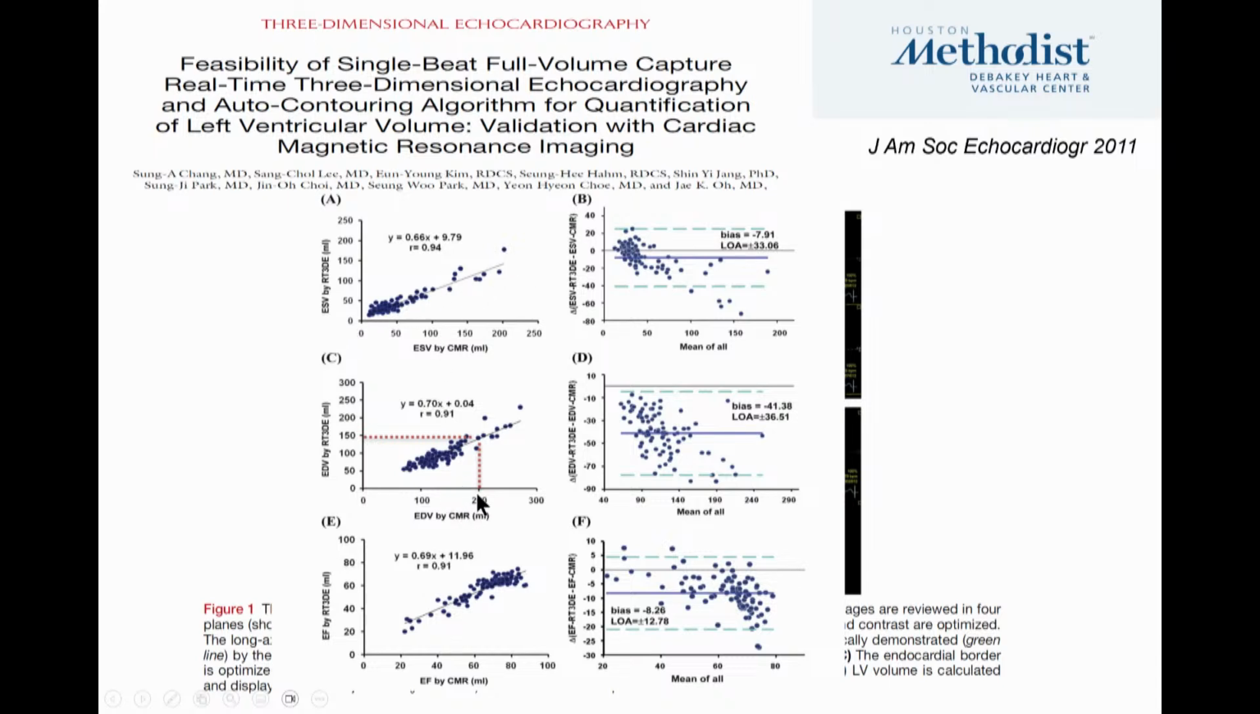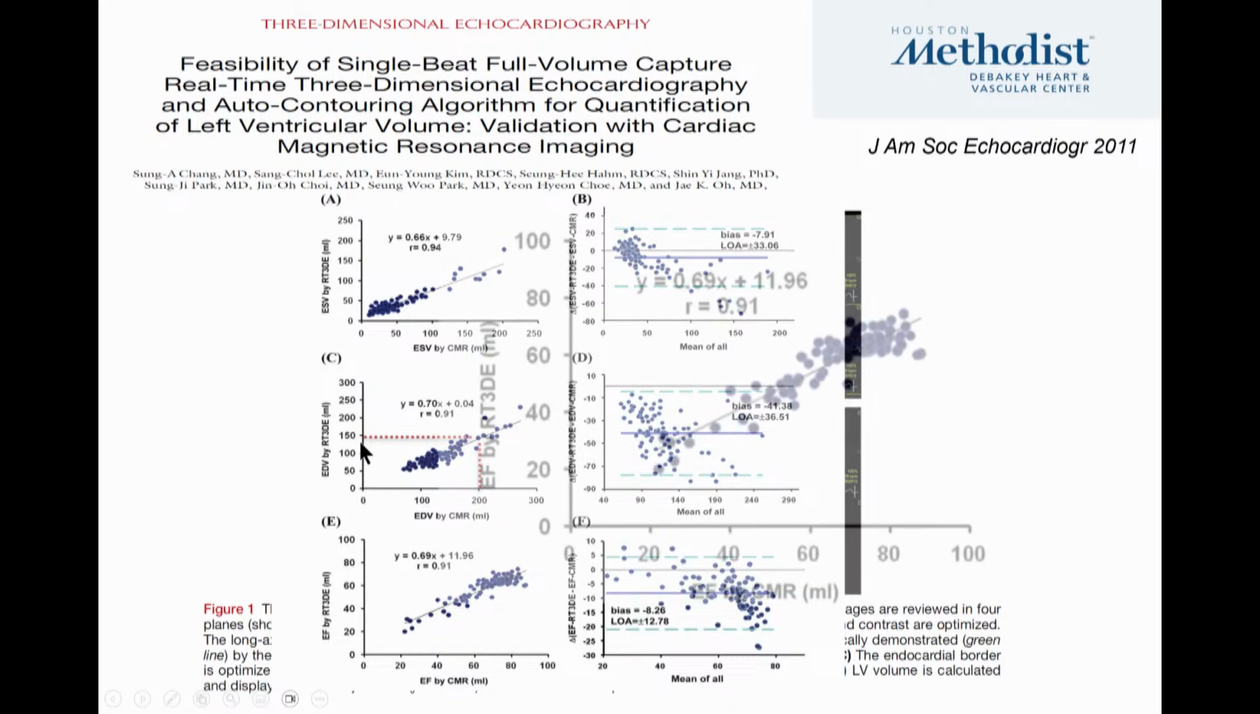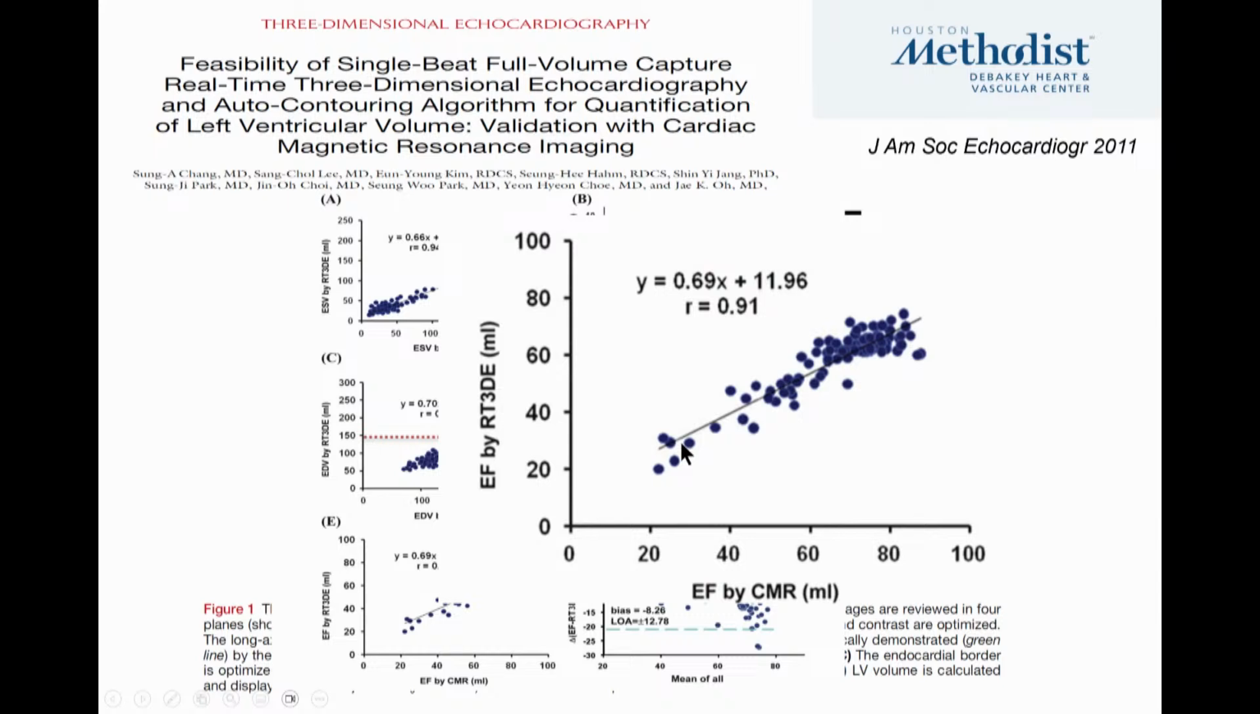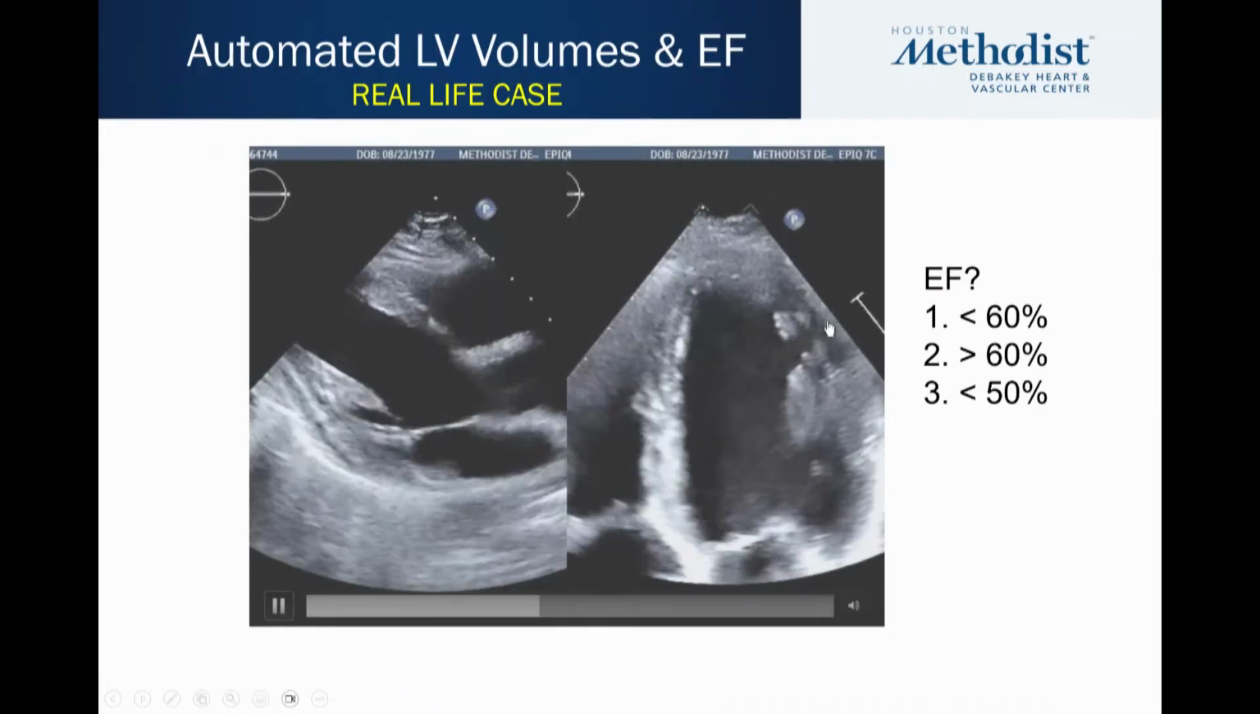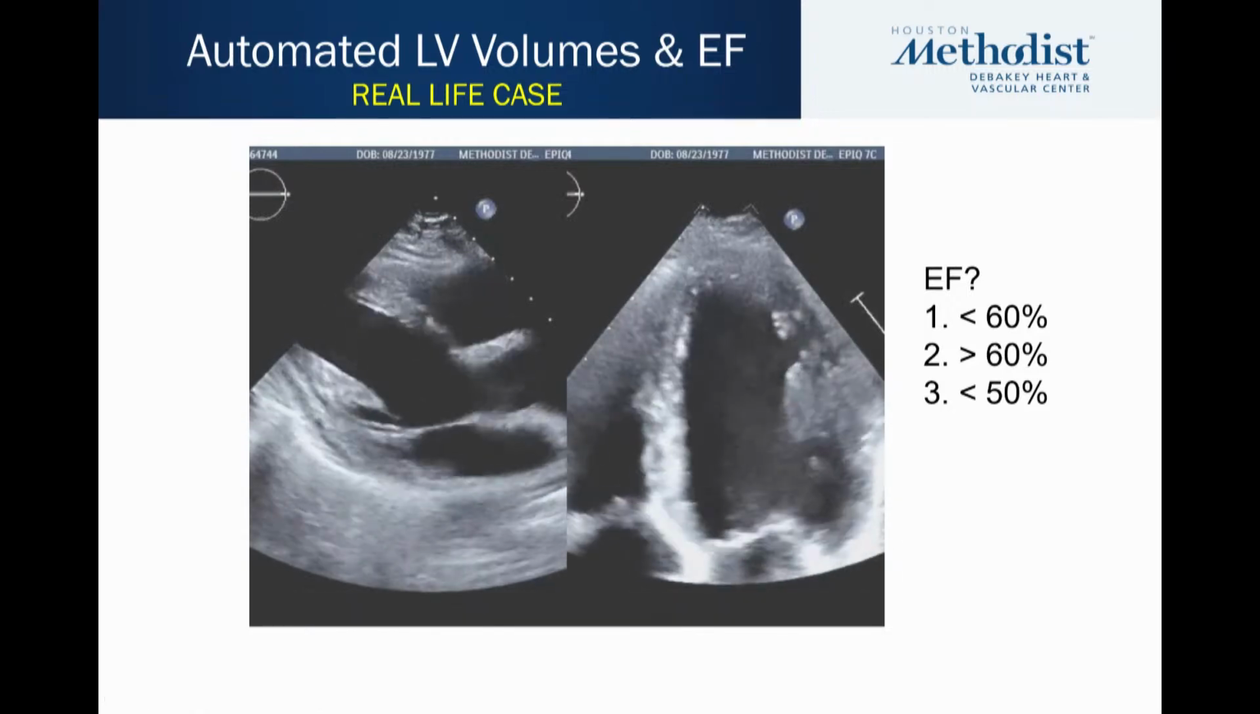However, again, 200 by CMR, 150 by 2D. But a little closer spread with the EF. However, these were all very nice quality images. One beauty of this technique is that you can do actually volume, bit by bit analysis of volumes, which in a research environment could be very helpful. But let's go to real life.